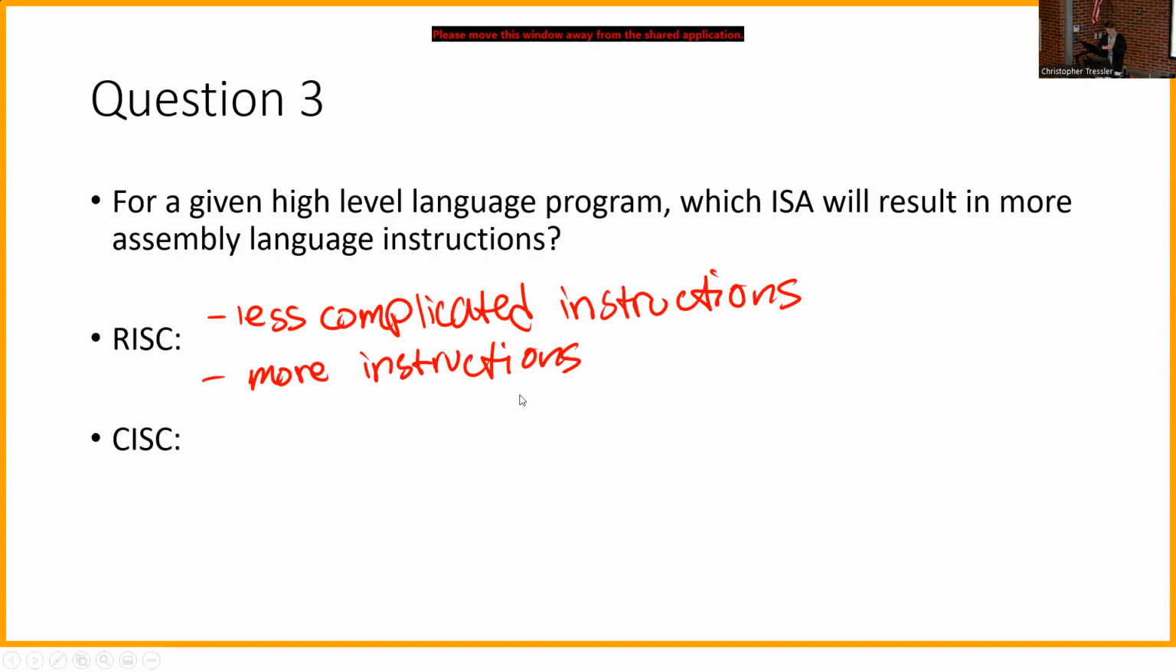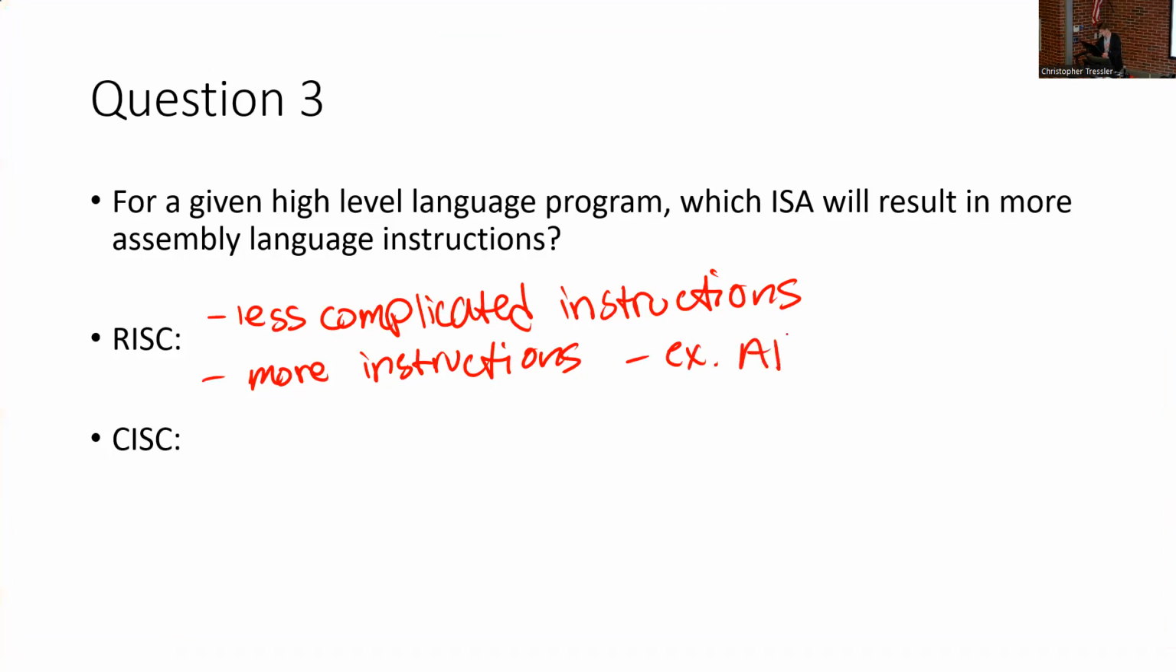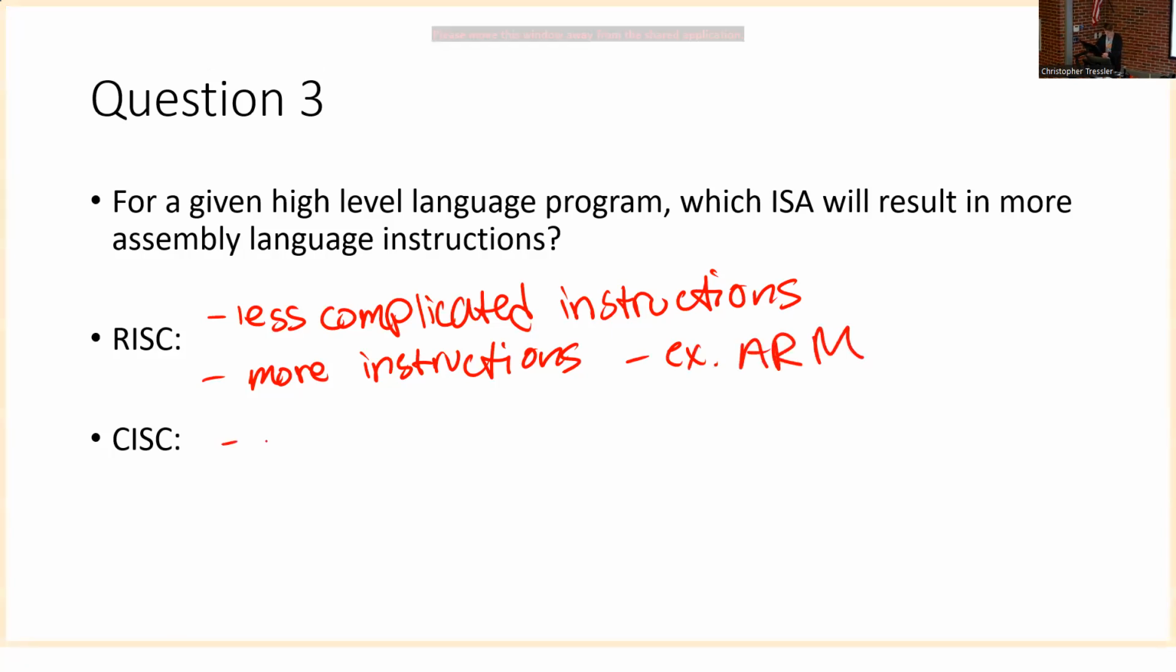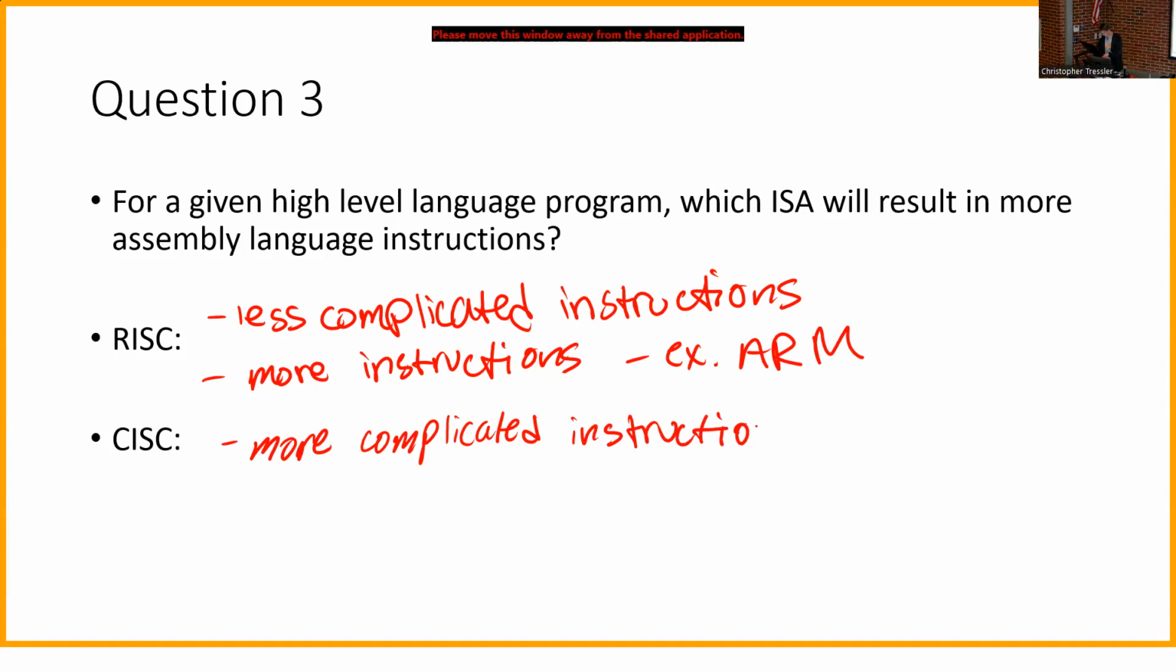Let me check something. Is ARM RISC based? Yeah, ARM is an example of a RISC based. So an example would be ARM. And I'm pretty sure also that for CISC, you have more complicated instructions. And once again, feel free to correct me if I'm wrong, but more complicated instructions would mean that you have less overall instructions.